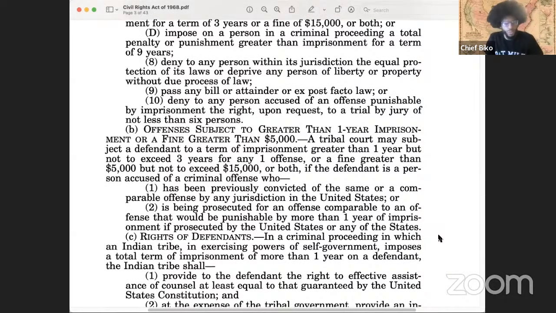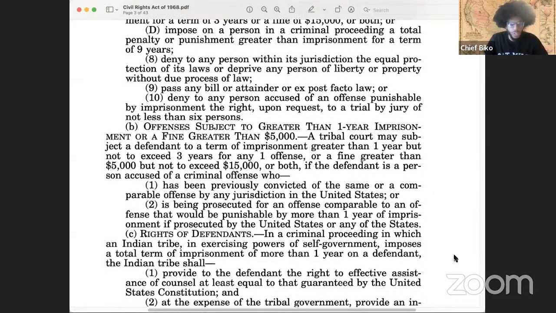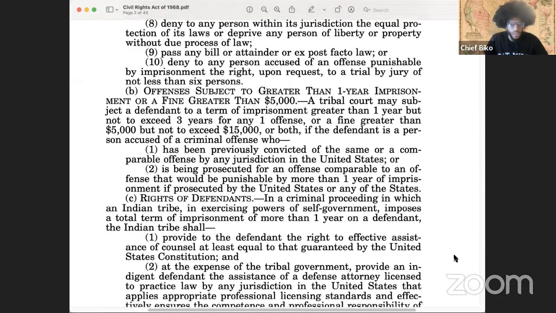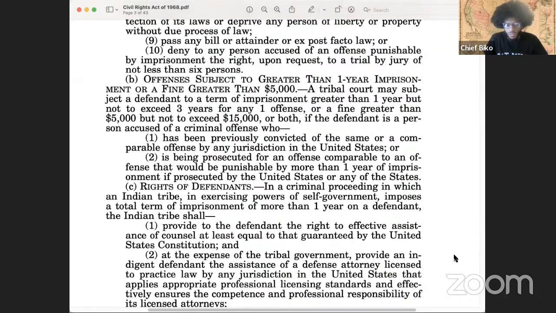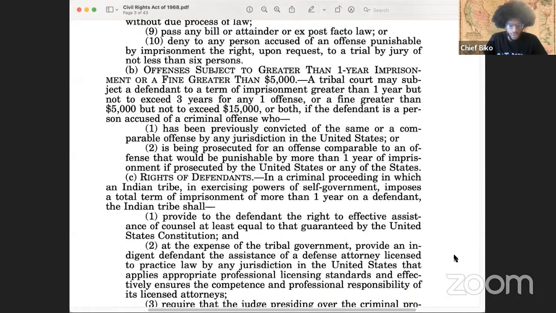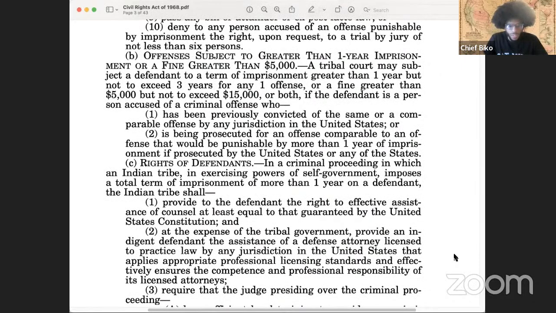In a criminal proceeding in which an Indian tribe, in exercising powers of self-government, imposes a total term of imprisonment of more than 1 year on a defendant, the Indian tribe shall provide to the defendant the right to effective assistance of counsel, at least equal to that guaranteed by the United States Constitution. And 2, at the expense of the tribal government, provide an indigent defendant the assistance of a defense attorney licensed to practice law by any jurisdiction in the United States that applies appropriate professional licensing standards and effectively ensures the competence and professional responsibility of its licensed attorneys.